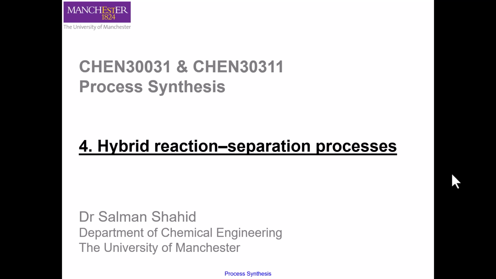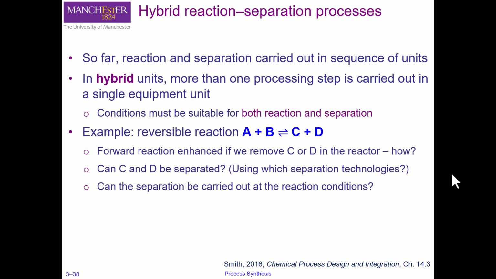In this part, we will talk about different hybrid reaction separation processes. So far, we have considered reaction and separation carried out in a sequence of separate units. If both reaction and separations are carried out in a single unit, the conditions in the unit need to be suitable for both reaction and separation. An important example where hybrid reaction separation processes can be beneficial is in the case of reversible reactions.